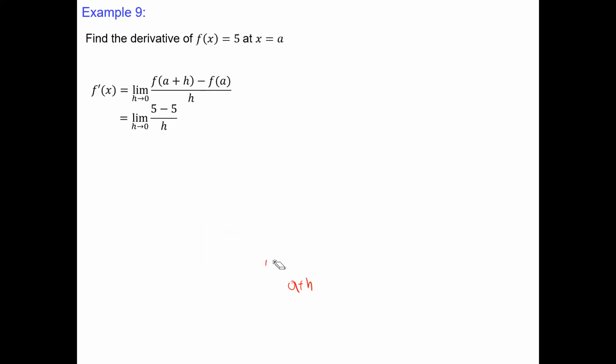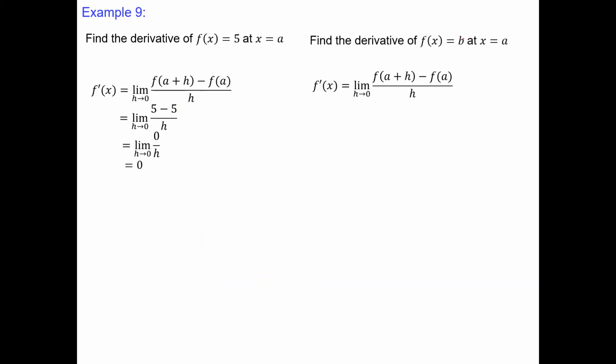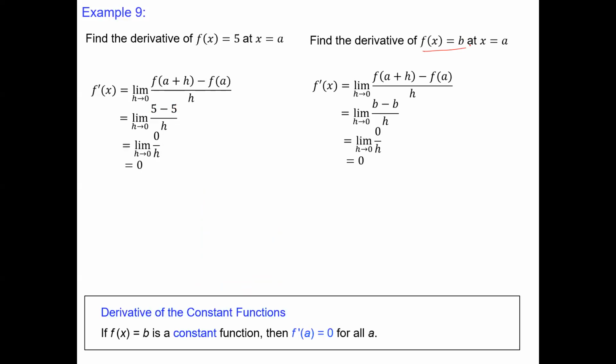That's the reason that I have 5 and 5, 5 minus 5. 5 minus 5 is 0, 0 over h. h is a tiny number, it's not exactly 0. That means algebraically, this is 0. And now I just type for you the general, any constant function, b minus b, 0, 0. That means this is the conclusion.